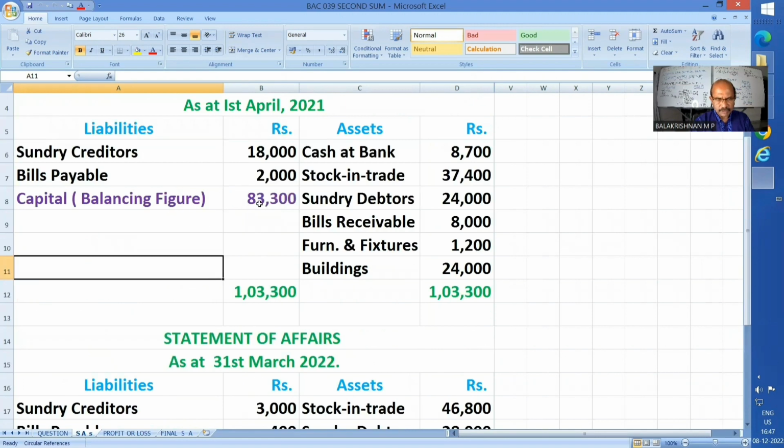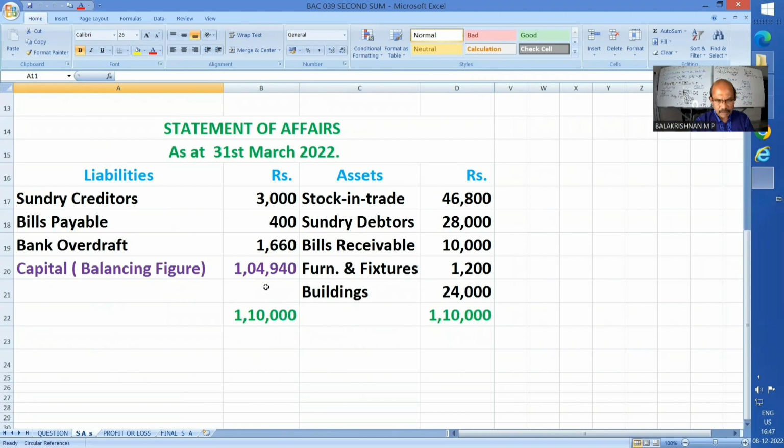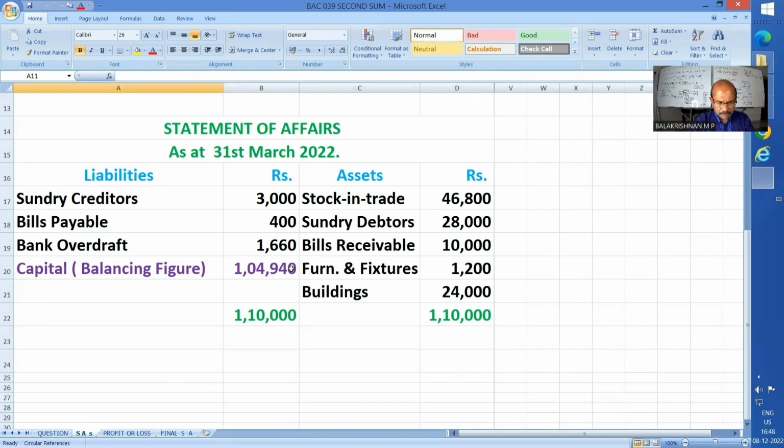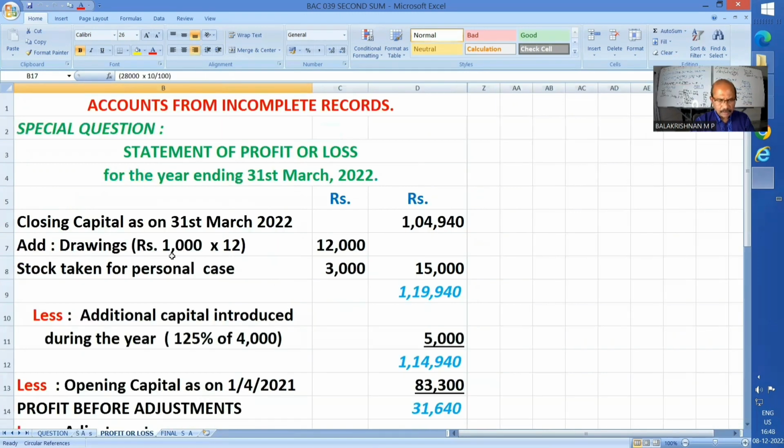The difference here, we find 83,300, our opening capital. Here also, closing capital 1,04,940. That's all. Now, let us move to our statement of profit or loss. Closing capital, we have arrived at here. That has been taken here. Drawings already explained. So two drawings are there, 12,000 and 3,000, 15,000. Additional capital, 125% of 4,000, 5,000.